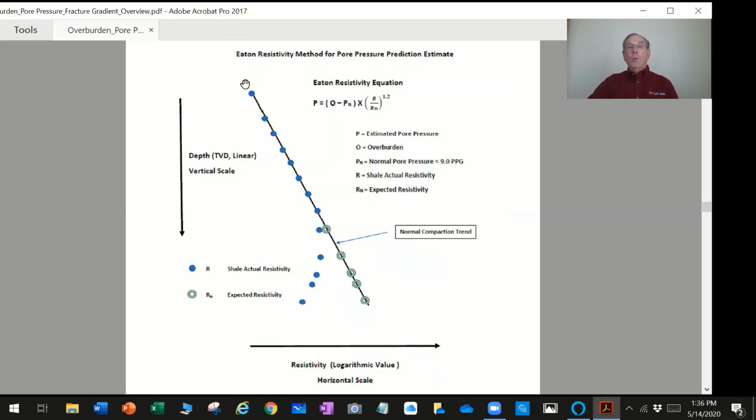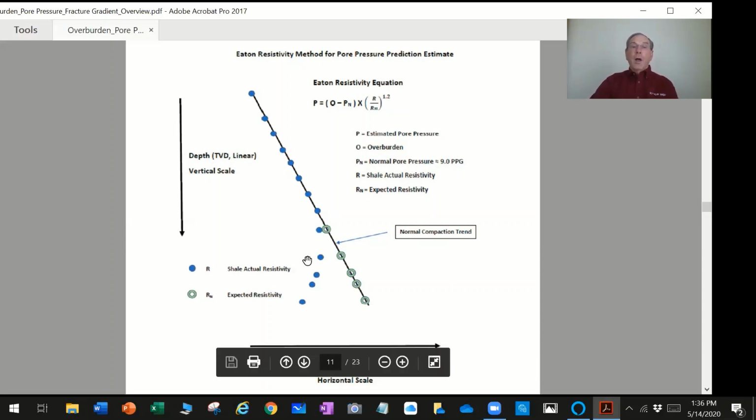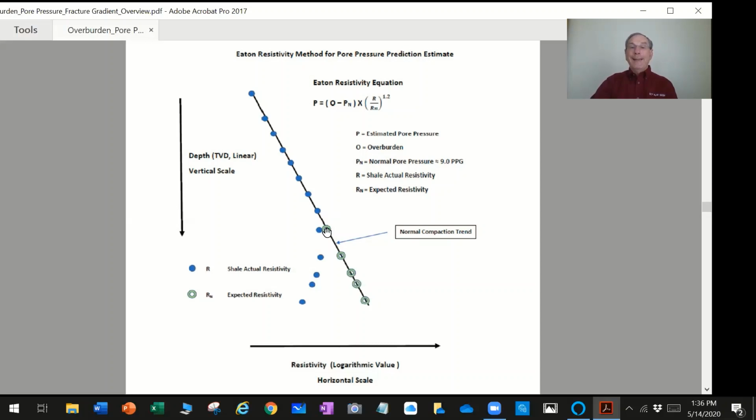Now, what you do in estimating pore pressure is that you draw a best fit line through what we would call the normal pressure data that you have, and then you pick values of R normal, which is what we would expect the resistivity to be at these deeper depths, but the actual resistivity are these values.